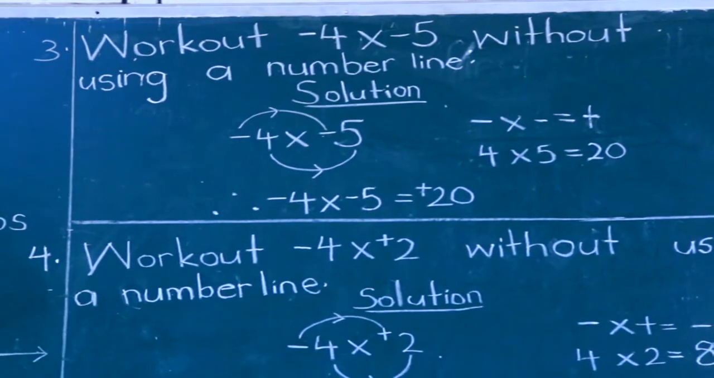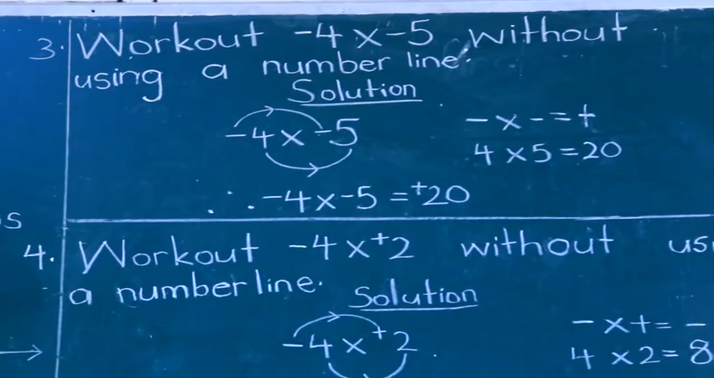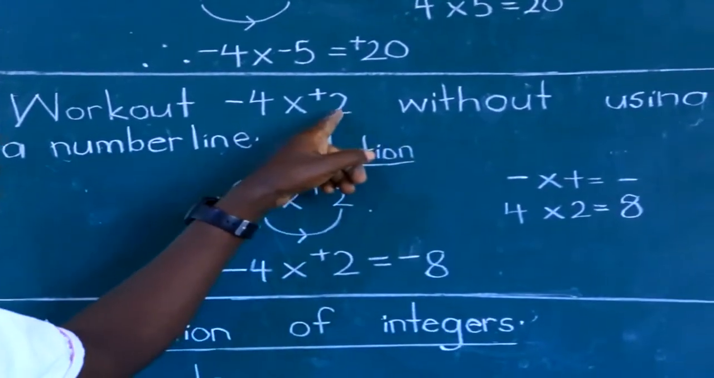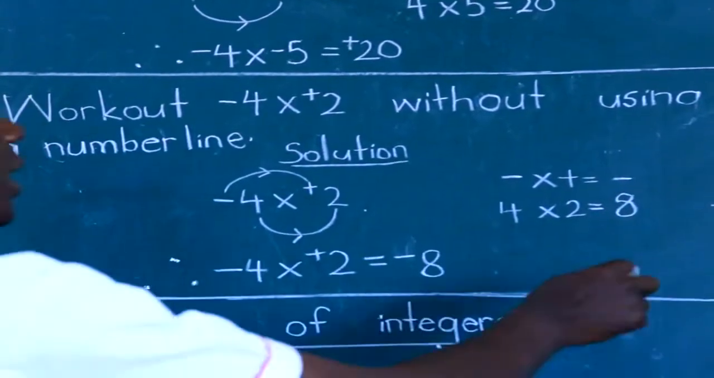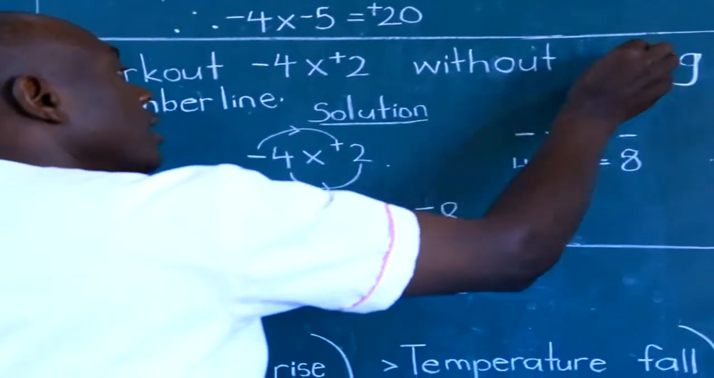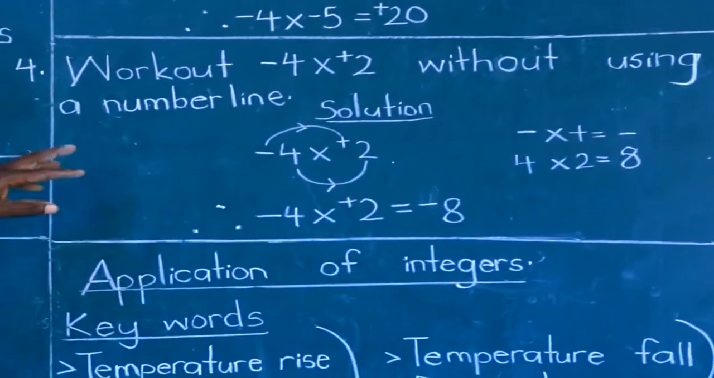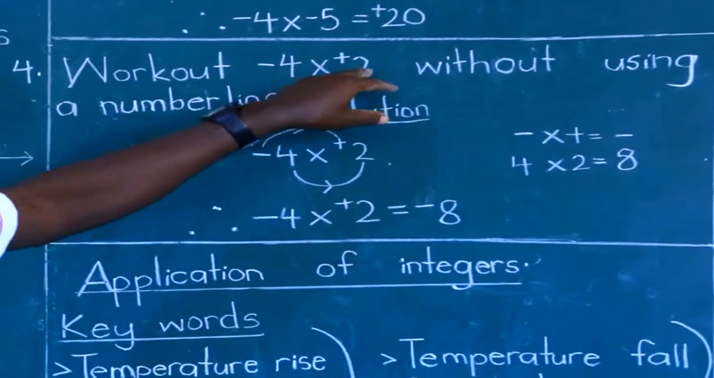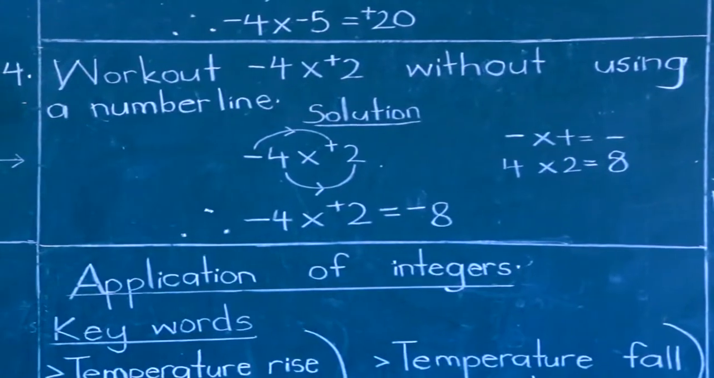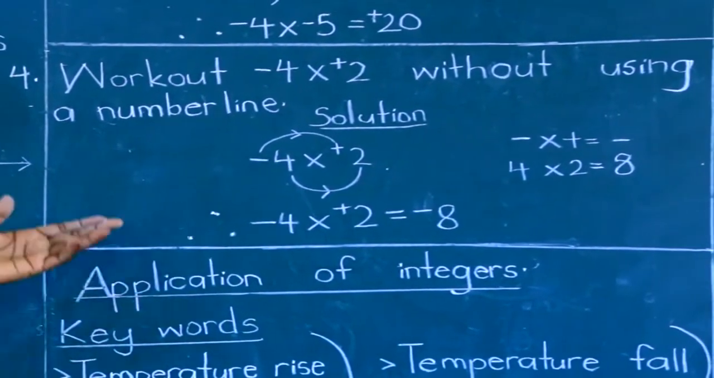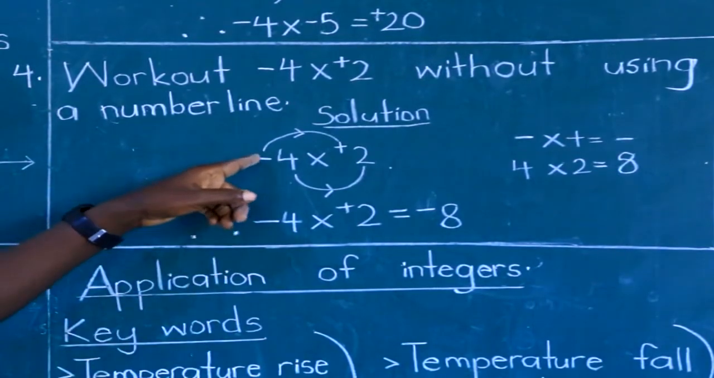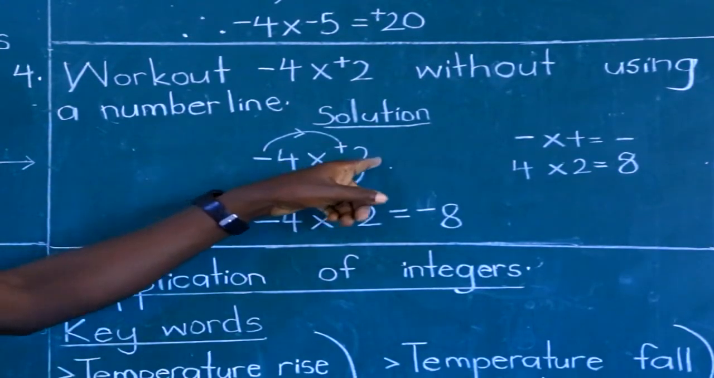Before we look at number 4, that tells us to work out negative 4 times positive 2 without using a number line. Please work out negative 4 times positive 2 without using a number line. Like I've done before, that is number 3. We say negative 4 times positive 2.